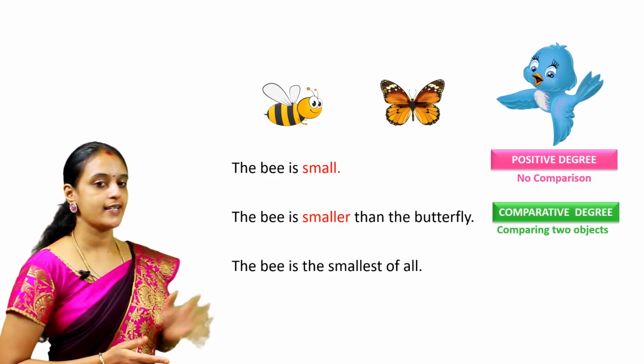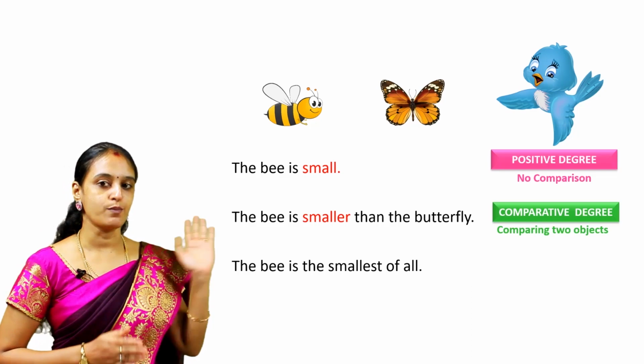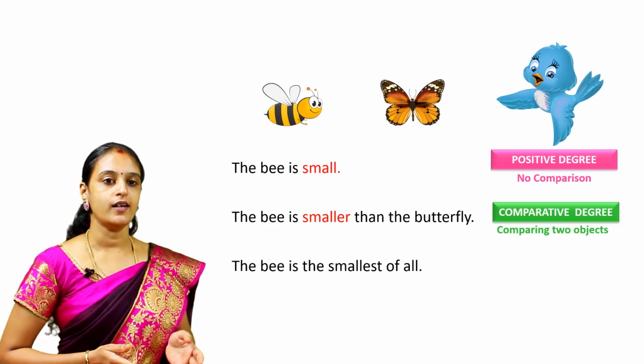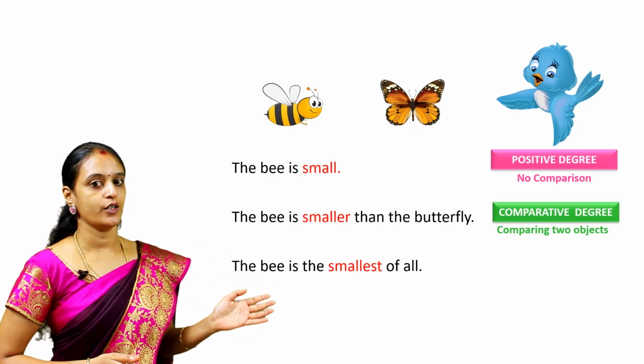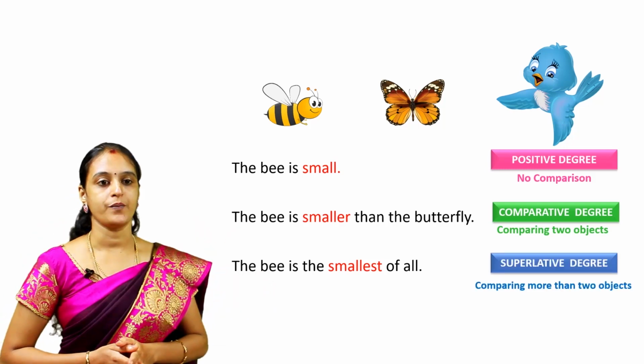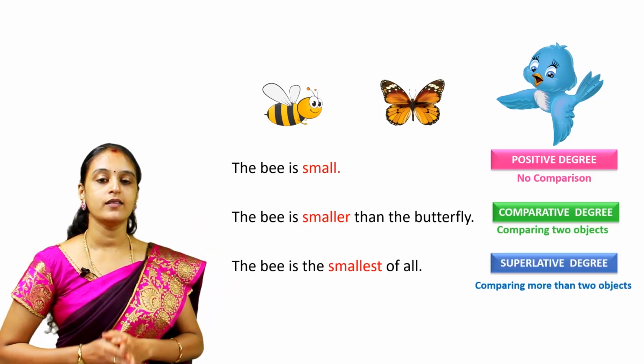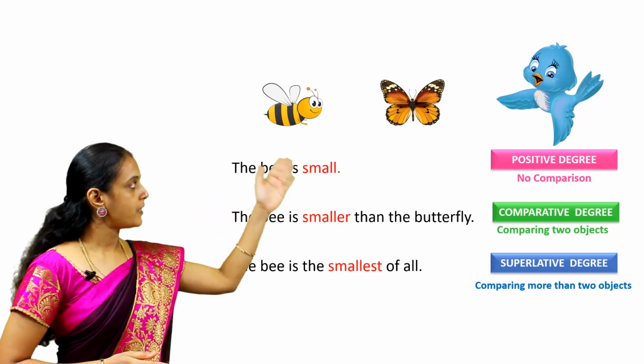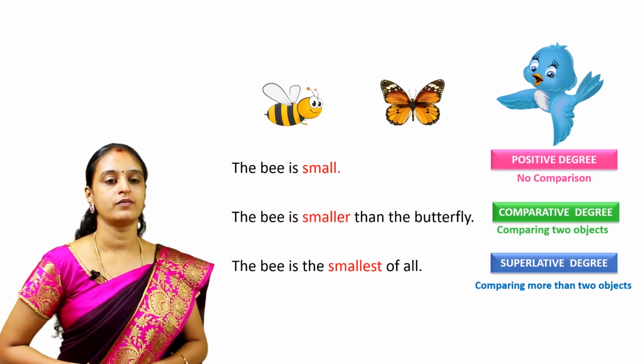Let's move on to the third sentence. The bee is the smallest of all. Here, smallest is the adjective that denotes a superlative degree. Here, we are comparing three, the bee, the butterfly and the bird.